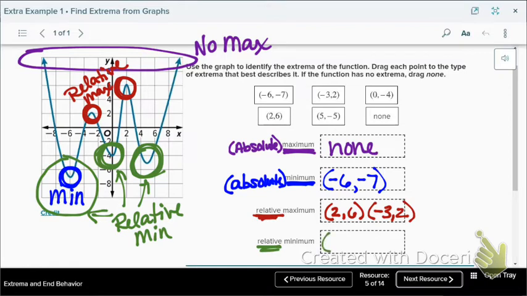So those ordered pairs, -6, -7. What's the ordered pair for this one right here? 0, -4. 5, -5. All right. If you want to snap a picture, now is your opportunity.